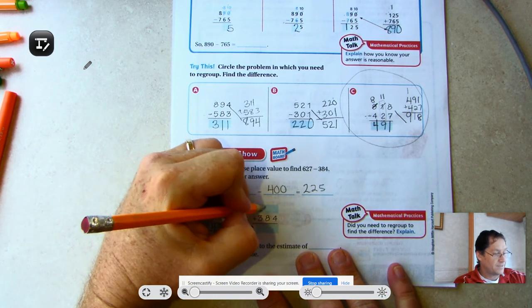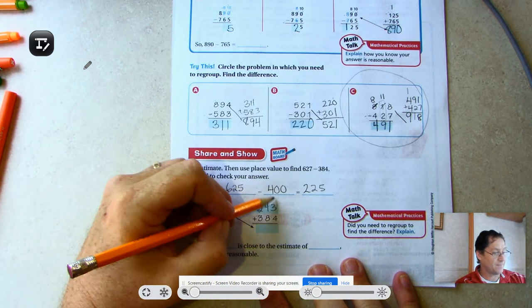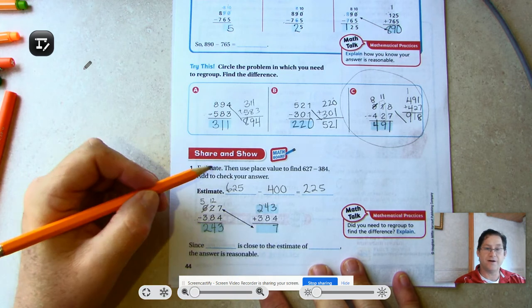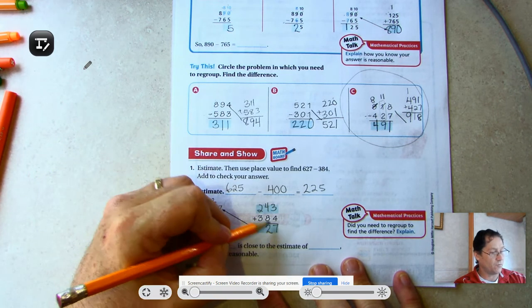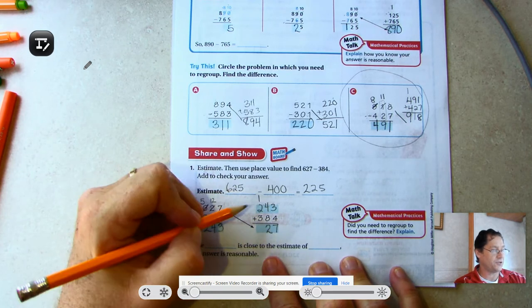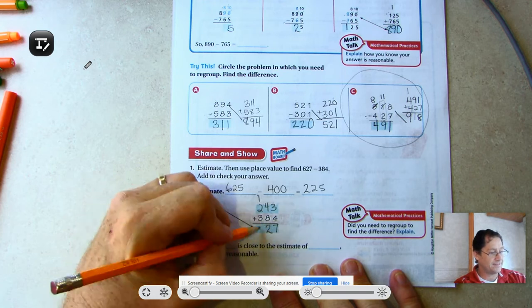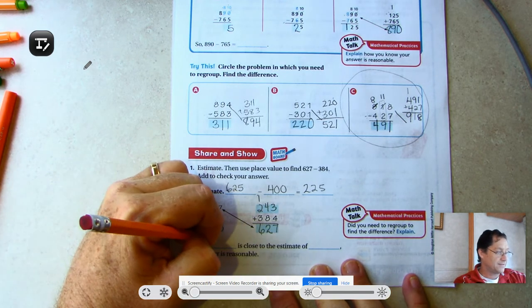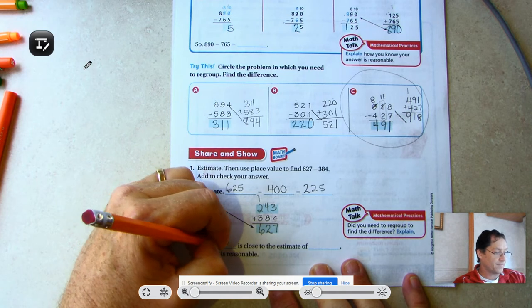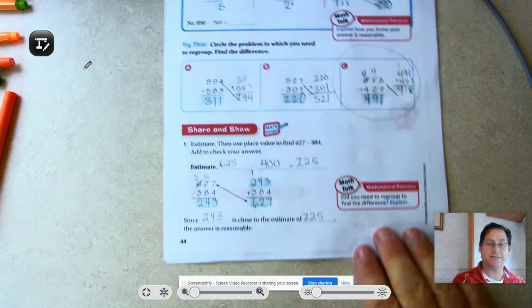So take our difference, add it to what was being taken away. 4 and 3 is 7. You don't have to regroup the ones. 8 and 4 is 12. We'll regroup the 12 tens as 100 and 2 tens. 2 and 1 is 3. 3 and 3 is 6. And that does match our answer. Since 243 is close to our estimate of 225, our answer is reasonable.